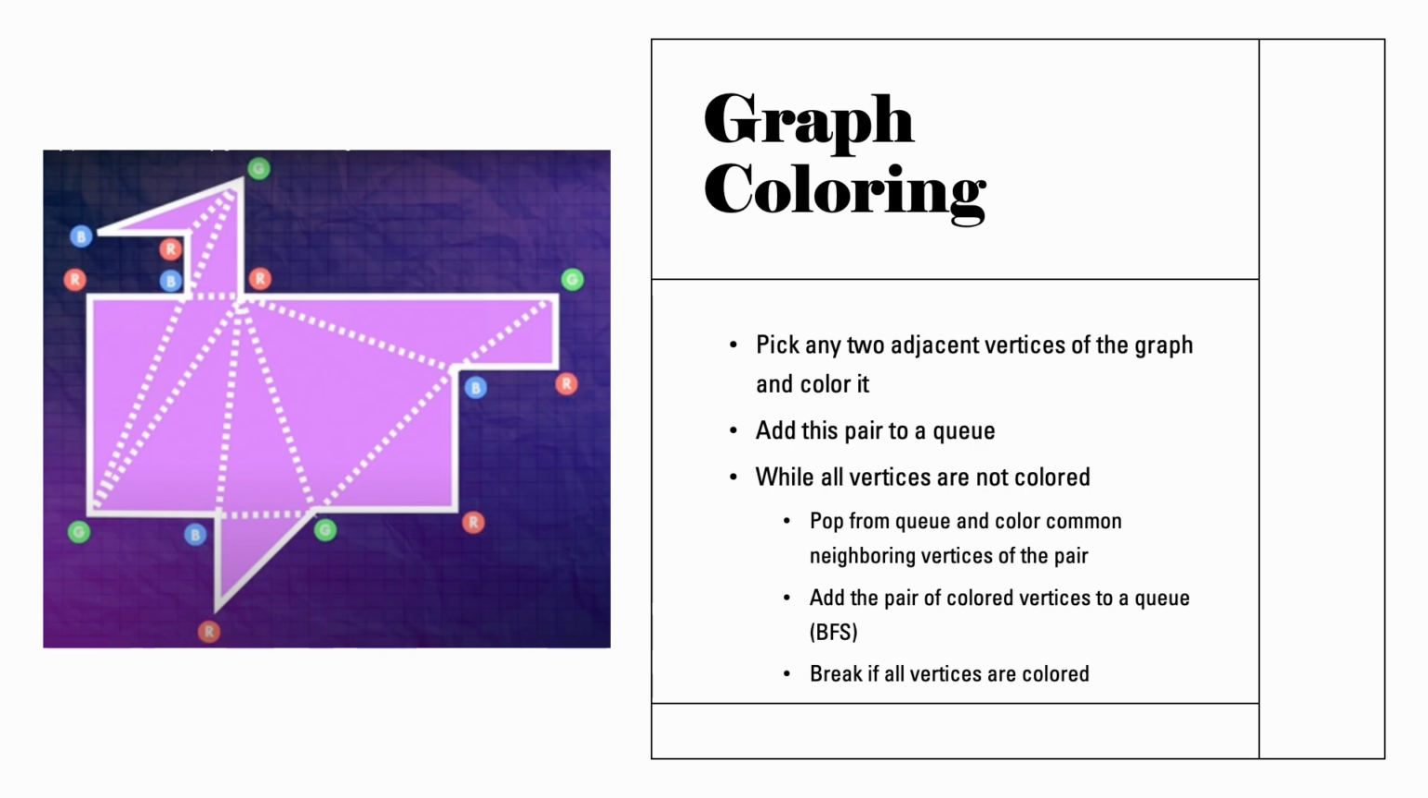Now while all the vertices are not colored, and as long as there is an element in the queue, we pop from the queue and color the common neighboring vertices of the pair that is popped. Once that is colored, we add the pair of colored vertices to the queue. This should remind us of a breadth first search strategy. We repeat this loop as long as all the vertices are not colored, or we can think of it as long as the queue is not empty. Once the queue is empty, we exit the loop and the graph coloring is complete.